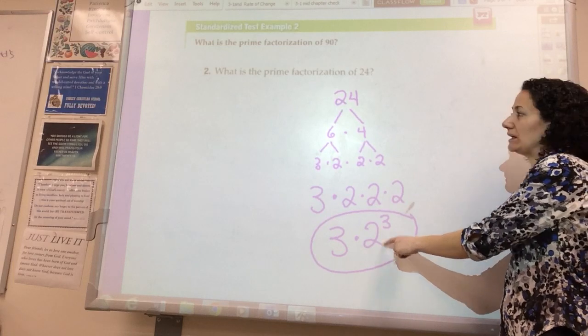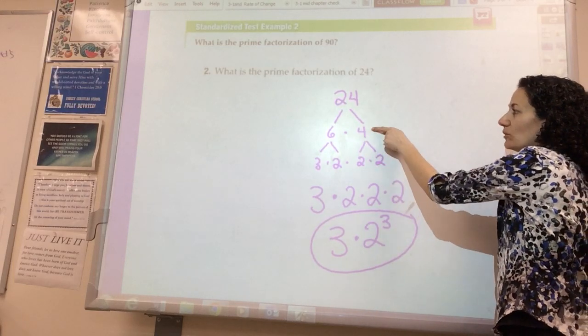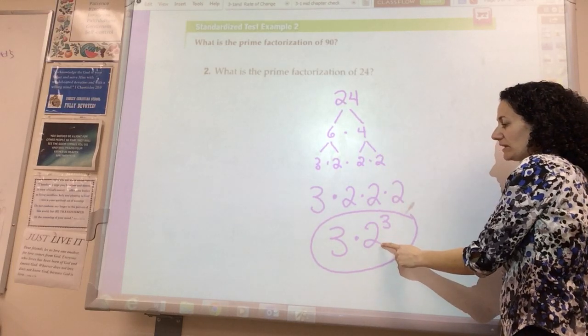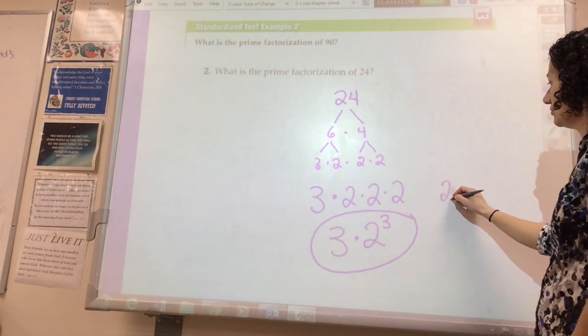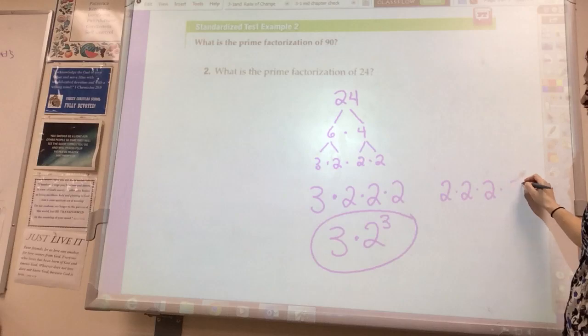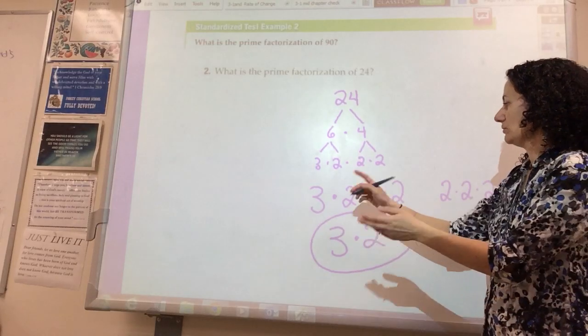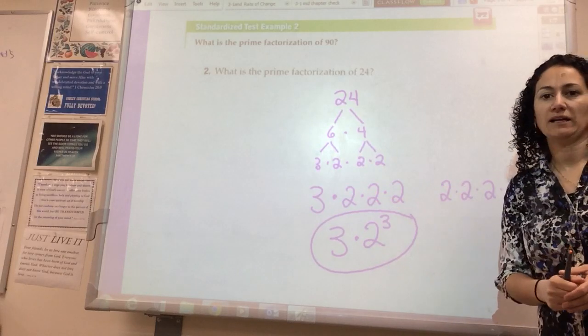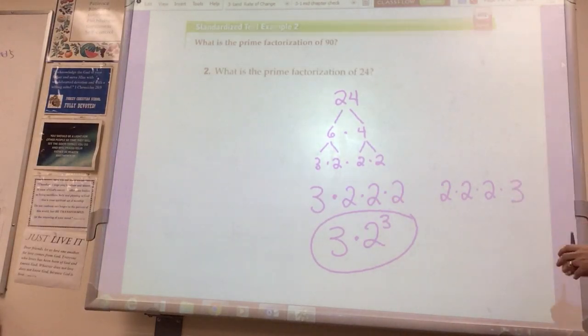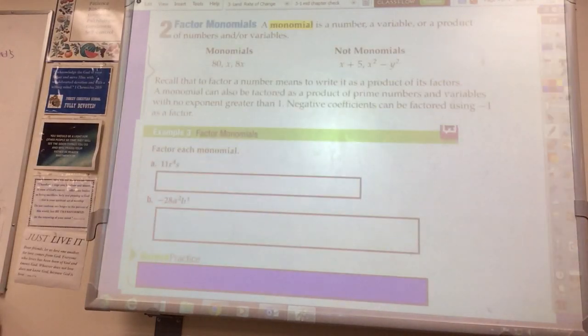Your factor tree might look a little different depending on what you started with, but you should have ended with this, and you could have it in any order. You could have 2 times 2 times 2 times 3, or any order. You could have 2 times 2 times 3 times 2. Any order of those factors is the right answer. So that's how you find prime factorization.